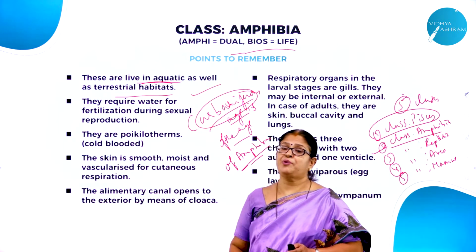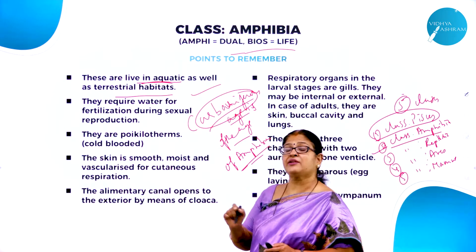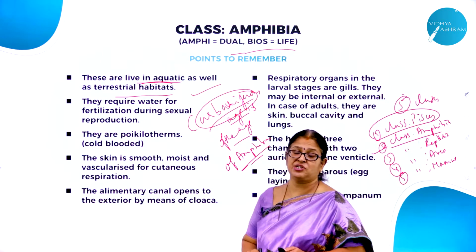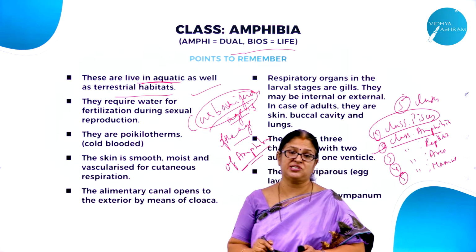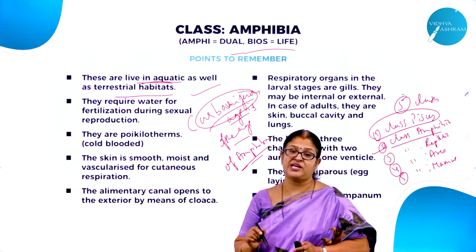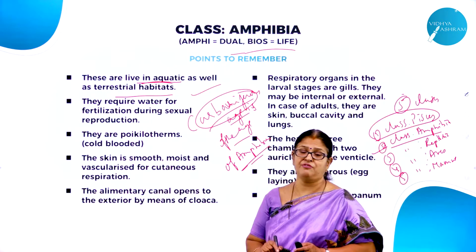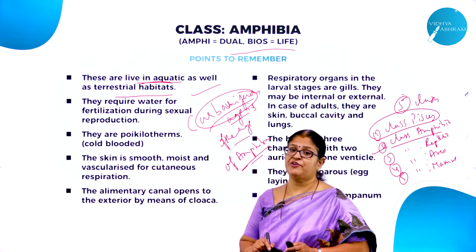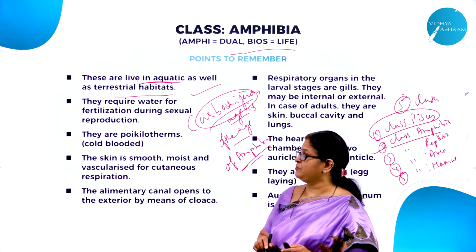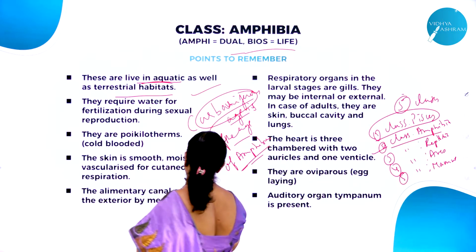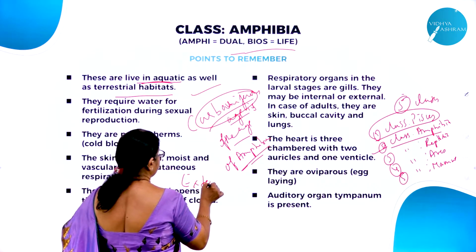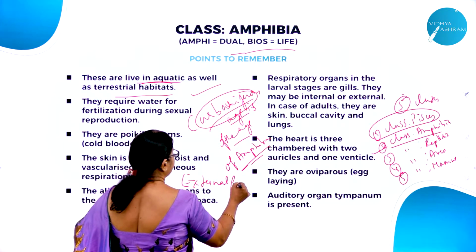The other very important characteristic feature is they require water for fertilization. Why? Because the process of fertilization, that is the fusion of the gametes, takes place in a medium, that is water. Water is the medium for the process of fertilization. And the type of fertilization that takes place in amphibians is called external fertilization.